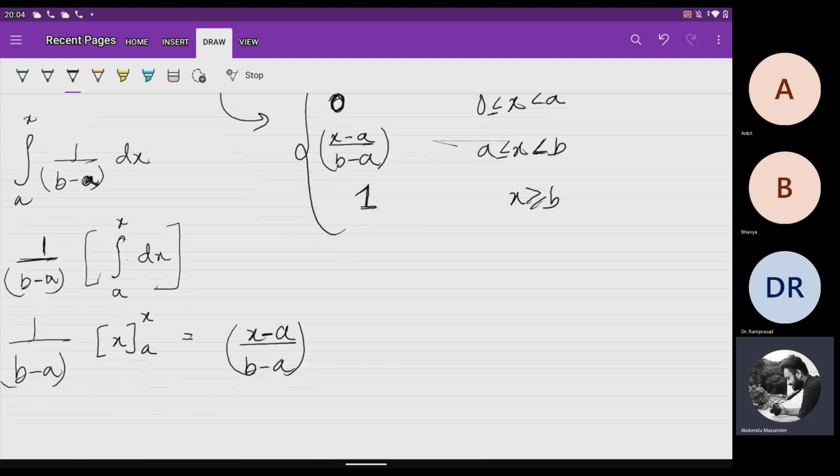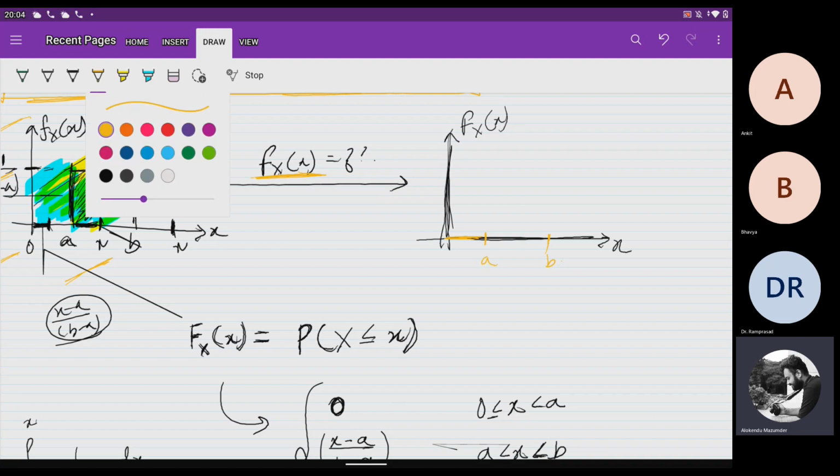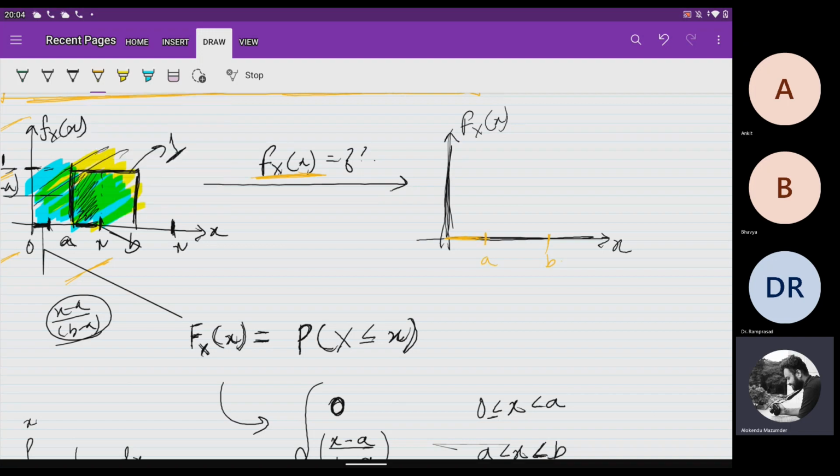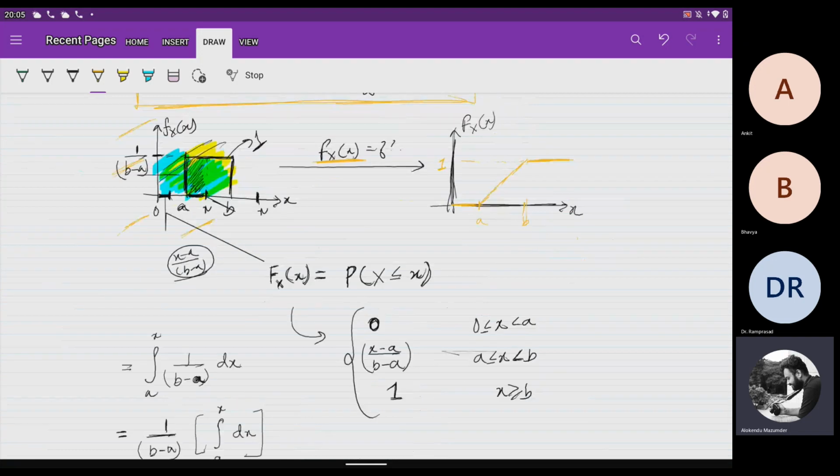Now, if I plot this as the CDF, it will look something like this. Initially the CDF will be 0, but as soon as x goes in between a to b, it will start climbing linearly. As soon as x goes beyond b, it will saturate to 1, right? So here is 1, and this is how the CDF will look. Any doubt in this?